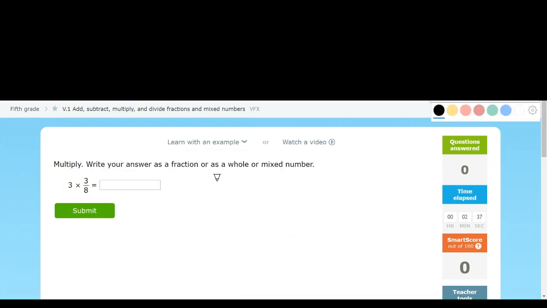Here's another problem. You might notice this time we're multiplying a whole number with a fraction. Well, we know that we can write any whole number as itself divided by 1 in fraction form. 3 divided by 1 is indeed 3. And then we keep everything else the same. Multiply 3 over 8. And from here on out, it's very similar to the problem we did earlier.